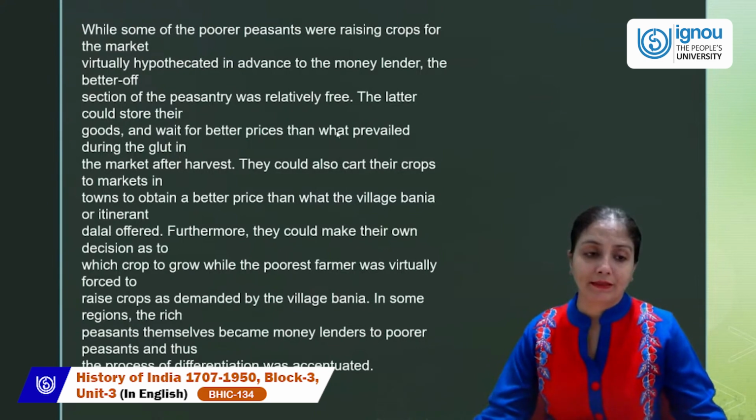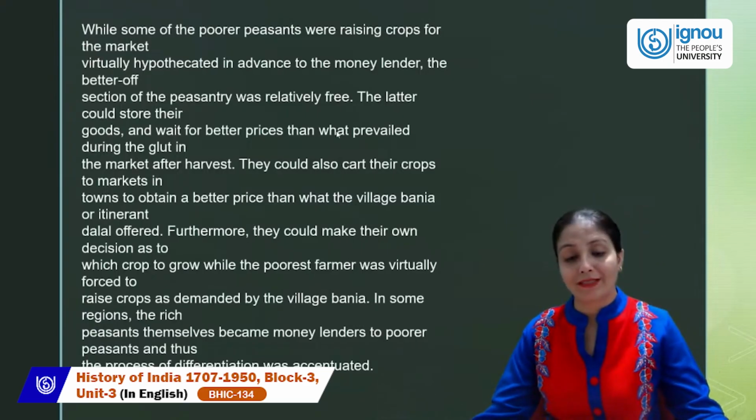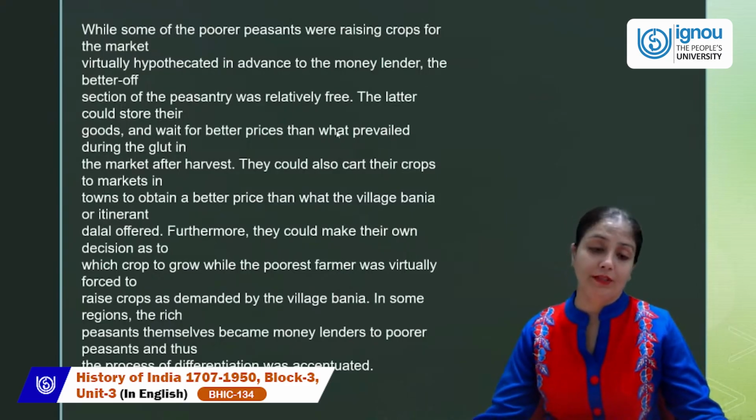In some regions, the rich peasants themselves became moneylenders to poorer peasants, and that's why the process of differentiation was accentuated. It means they were doing these types of activities over there.